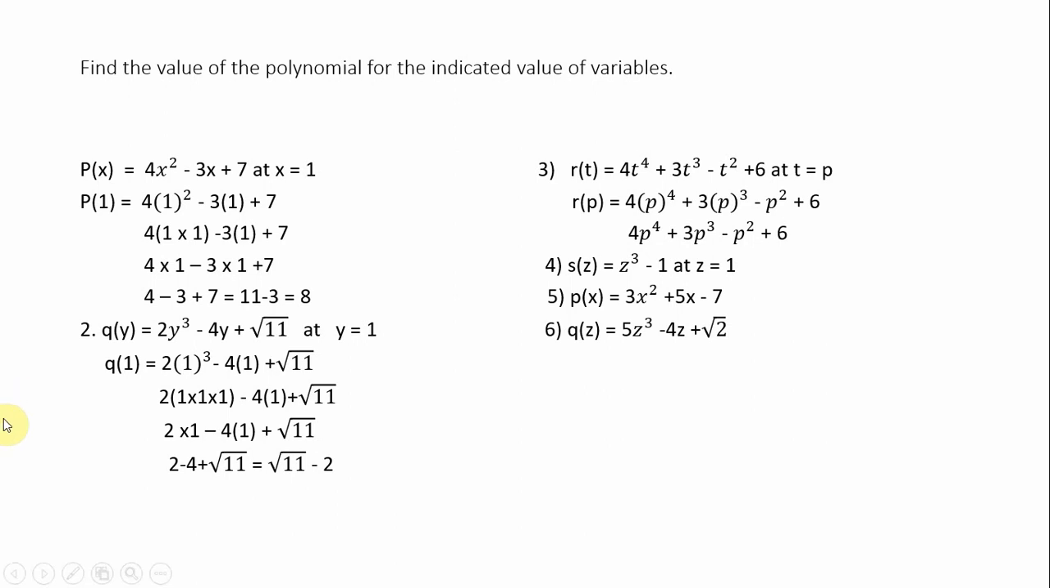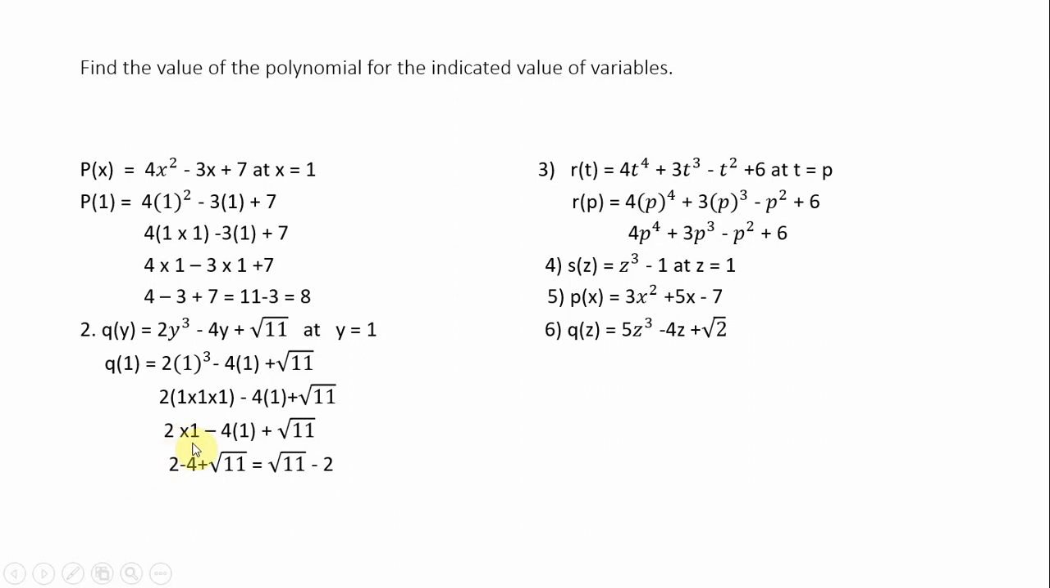Then what happens here, Q of 1 is equal to 2 into 1 cube minus 4 into 1 plus root 11. 2 into 1 into 1 into 1. Say 1 cube means 1 is to be repeated 3 times. 1 into 1 into 1, minus 4 into 1 plus root 11. So 2 into 1 into 1 into 1 is equal to 2 only.